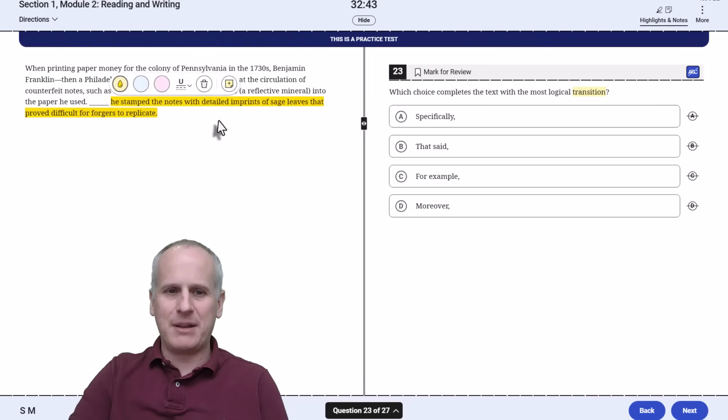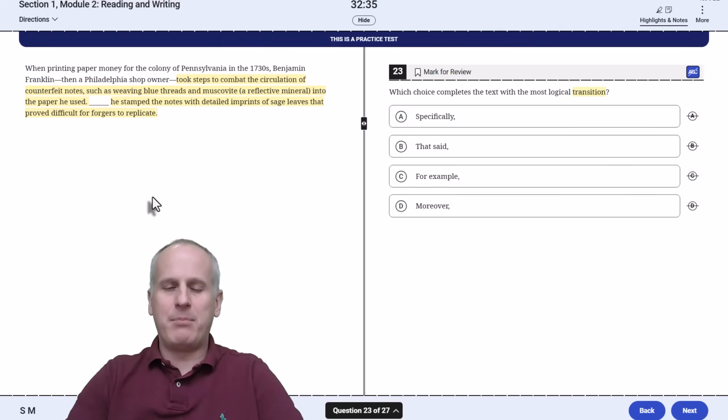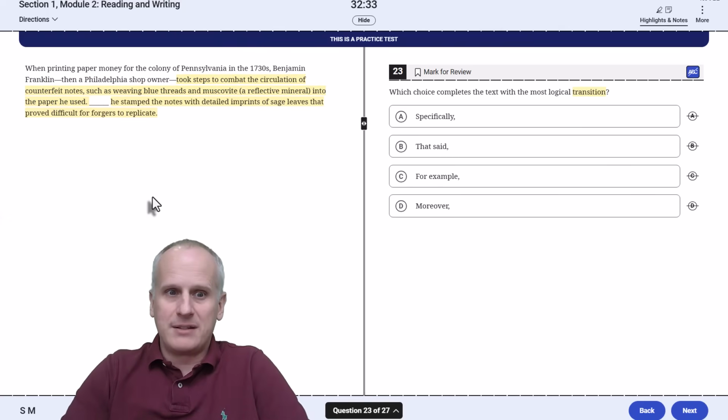Well, this stamping of the notes is going to be a step to combat the circulation of counterfeit notes, like what is mentioned in the first example. So we're just saying, here's another example, basically.